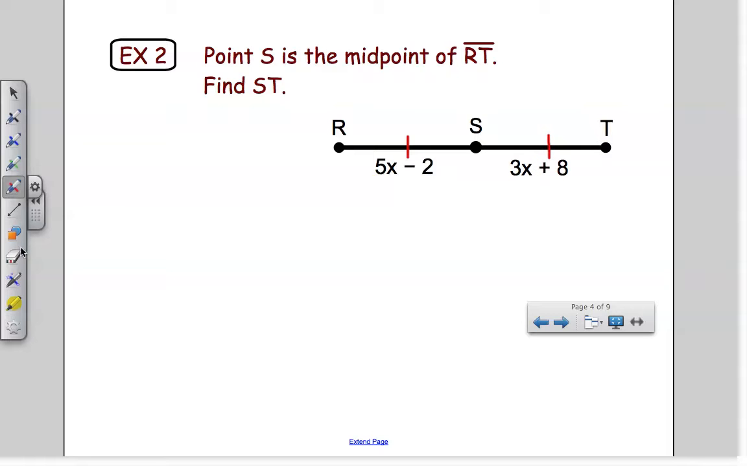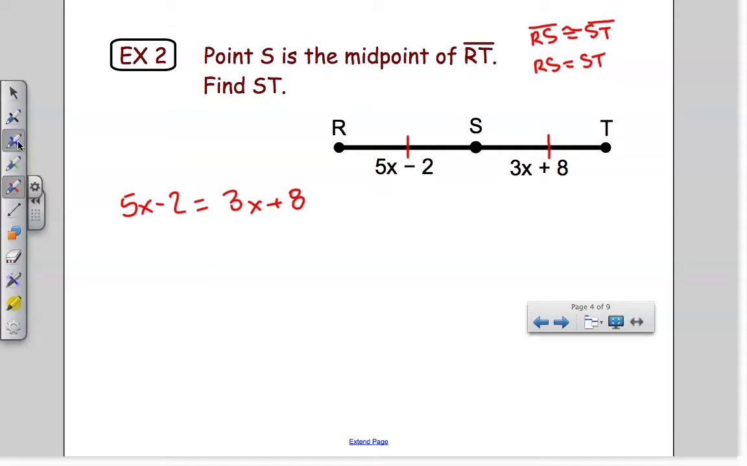The good news is, what do I know about 5x minus 2 and 3x plus 8? Or what do I know about RS and ST? Well, they're congruent. Their lengths are the same. They're equal. So if they're congruent, they're also equal. So I can take this 5x minus 2 and I can set it equal to 3x plus 8. Again, how did I know that? Because if S is the midpoint, I knew that line segment RS was congruent to line segment ST, and if those segments are congruent, then their lengths are also equal. So I'm setting those equal.